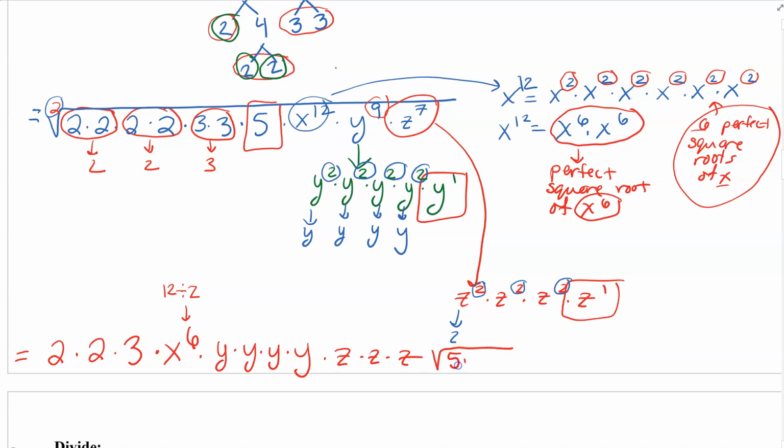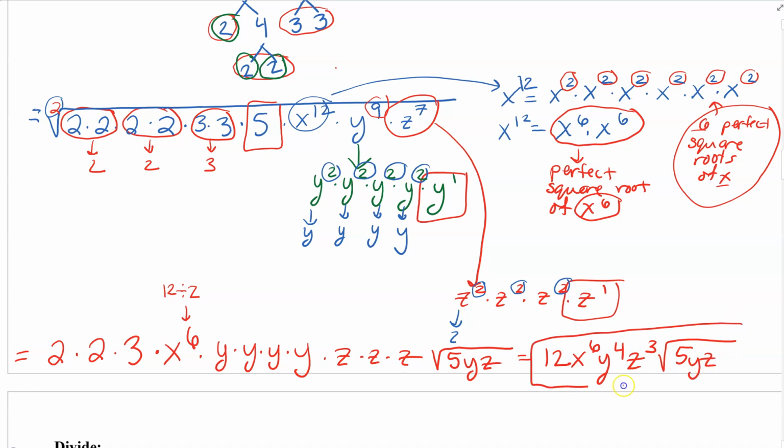So 5yz. Okay, so then all of this gets multiplied together on the outside. So I've got 2 times 2 times 3, which is 12, x to the 6th, y to the 4th, z cubed, times the square root of 5yz. That's our final answer for number 7.